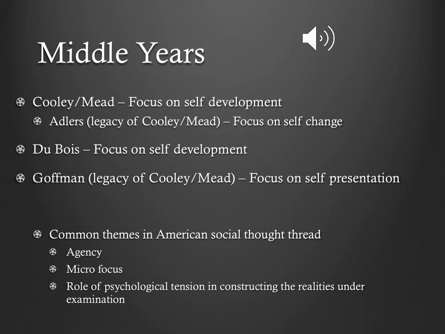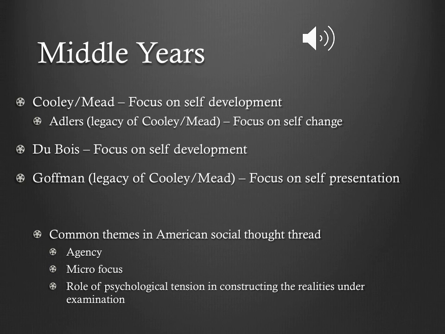And in Goffman, you see the idea of agency through the ability to choose your stigma management. So you can choose your stigma management, but you can't choose being normal or not. And so you see agency being a common thread throughout all four of those pieces. And then again, when focusing on self-development, self-change, self-presentation, we're focusing on that micro level, looking at individuals, individual thoughts, individual actions. Then again, with all four, there's an emphasis on the role of psychological tension in constructing the realities under examination.